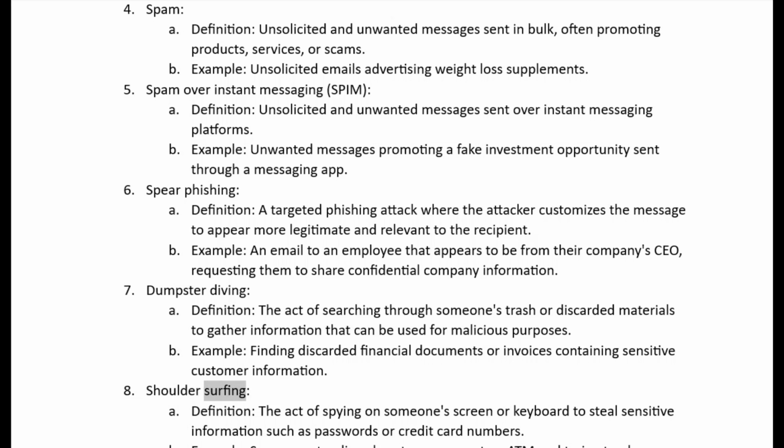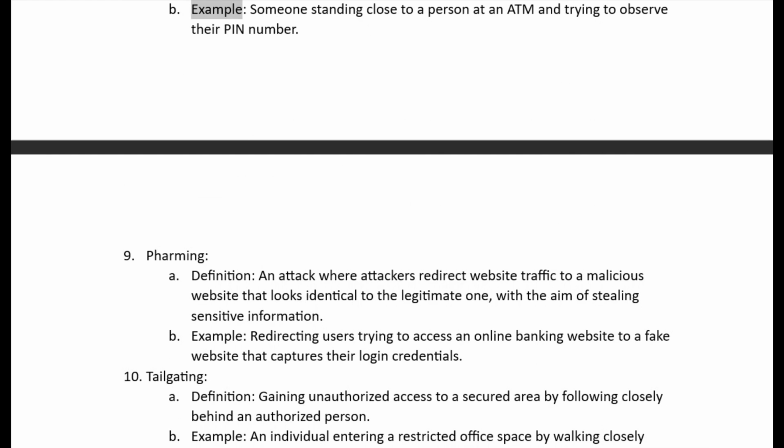Shoulder surfing. Definition: the act of spying on someone's screen or keyboard to steal sensitive information such as passwords or credit card numbers. Example: someone standing close to a person at an ATM and trying to observe their PIN number.